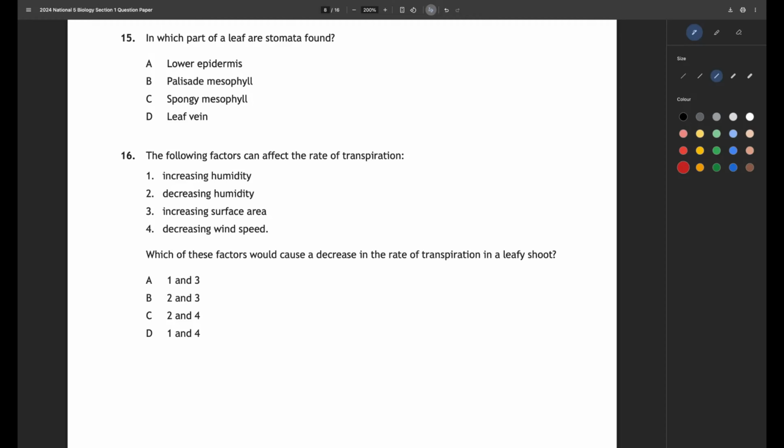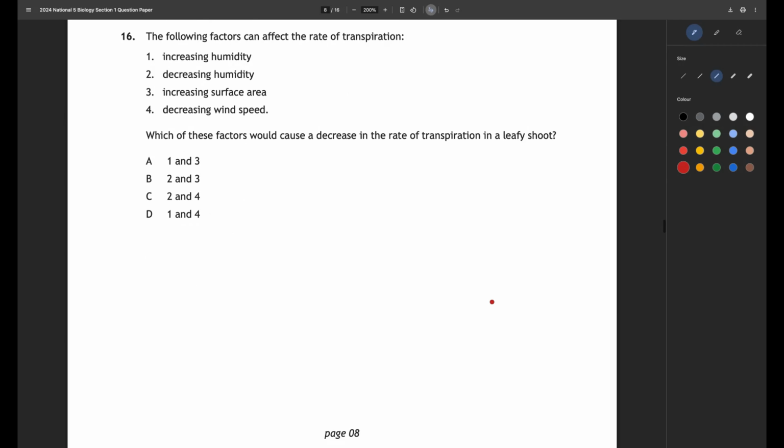But that is not the right answer. The answer is A, the lower epidermis. Okay, 16. The following factors can affect the rate of transpiration. So we know all our factors that affect the rate of transpiration.